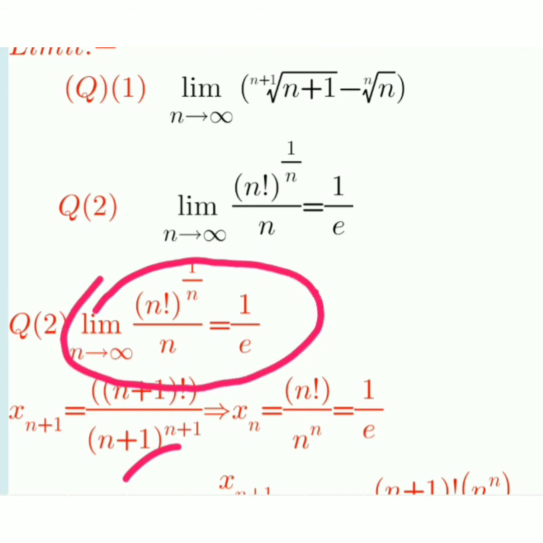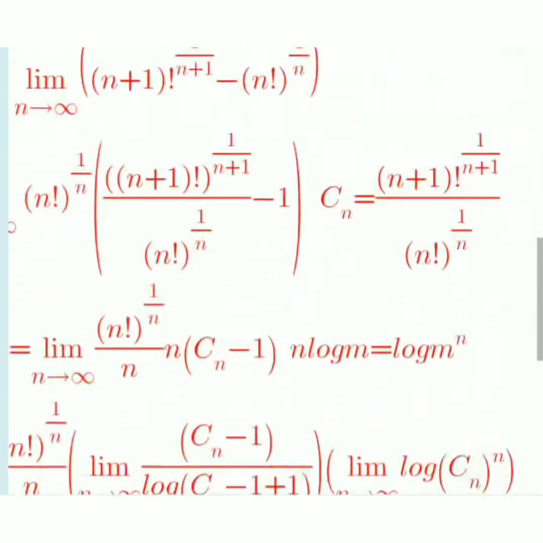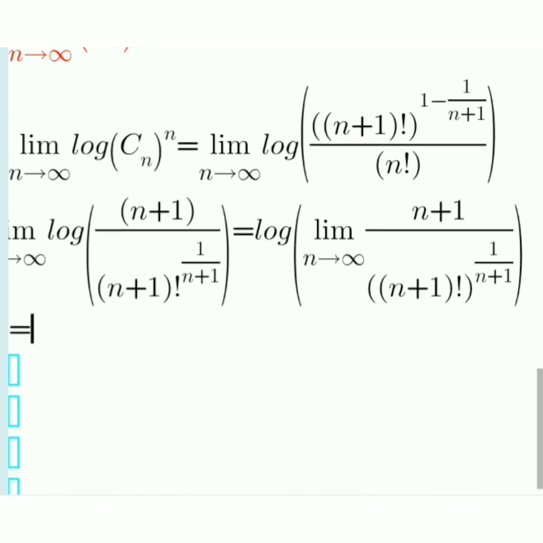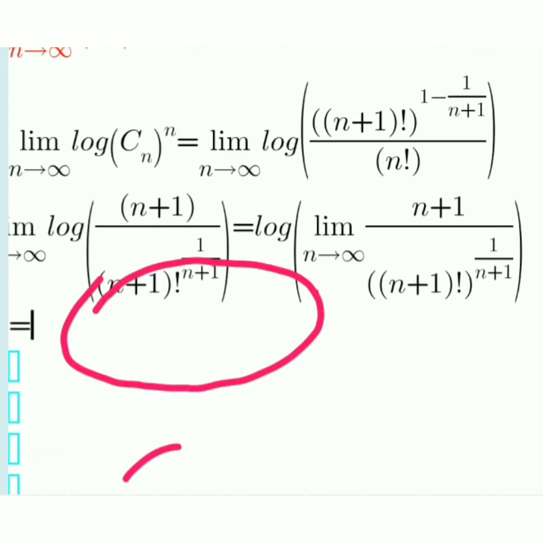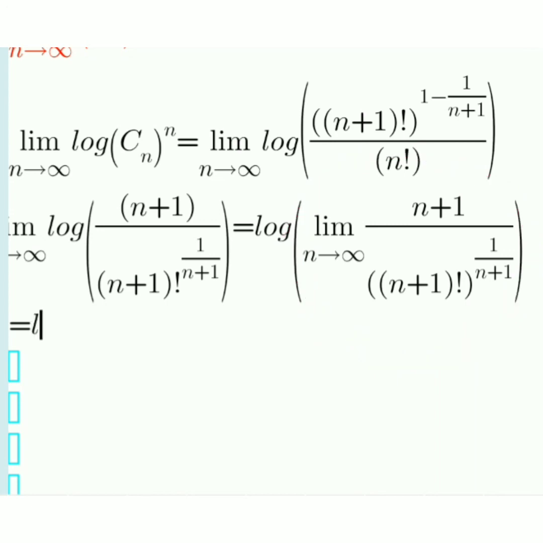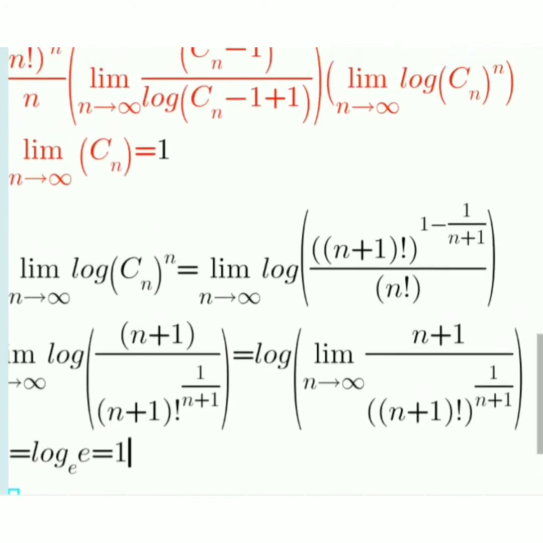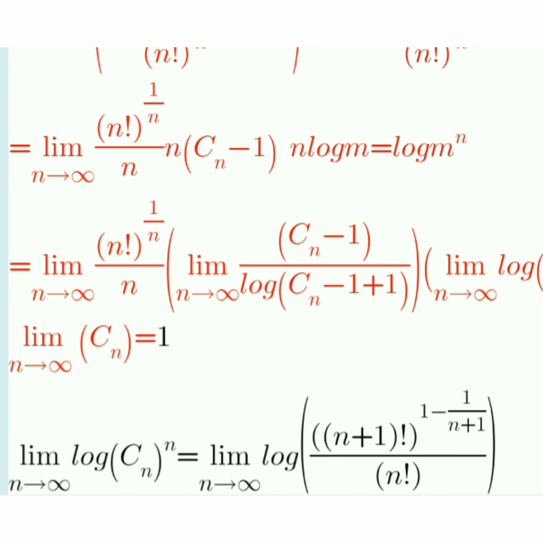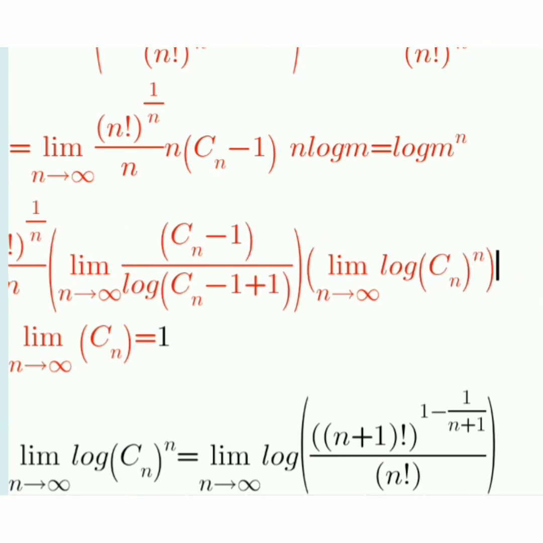n whole to the power n divided by n is equal to 1 by e. So according to the questions, you get this value, and after that whatever you will get this value is equal to e. So my value is log e, and log e means 1 because base is e means 1. So friends, I get this value 1, and I get limit n tends to infinity of Cn is equal to 1. So friends, let's proceed here.